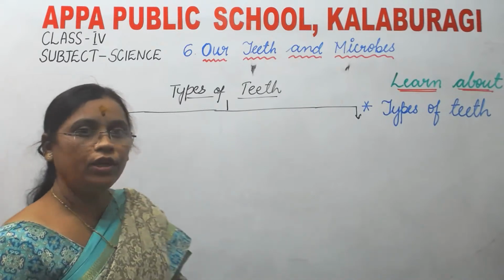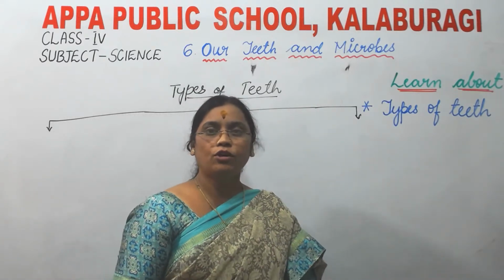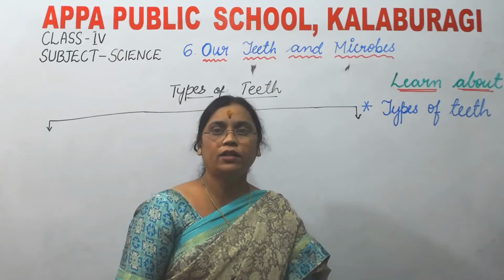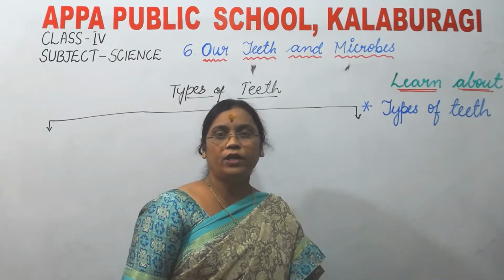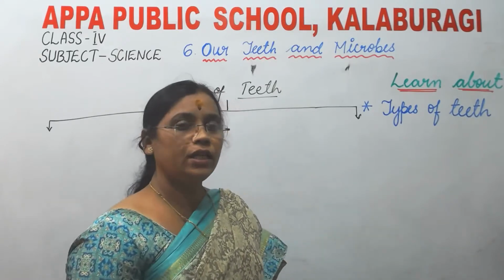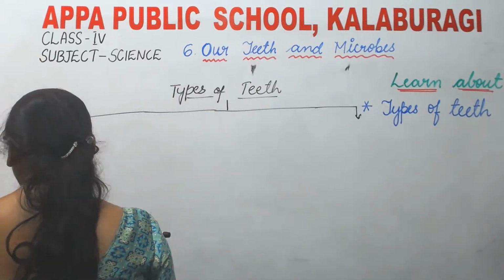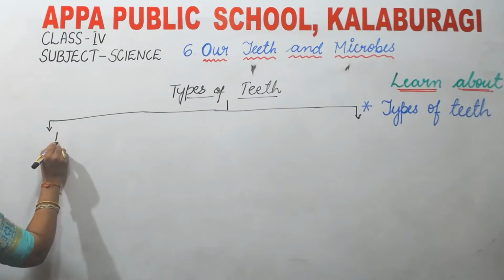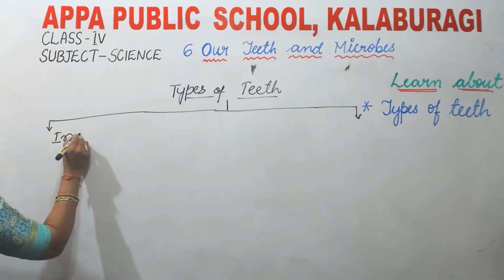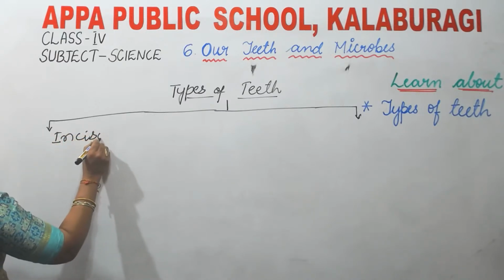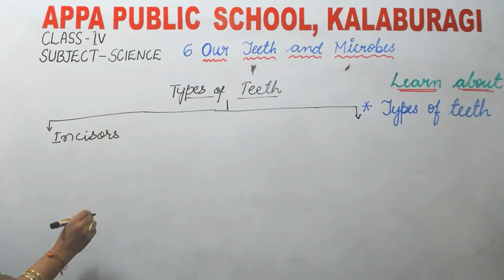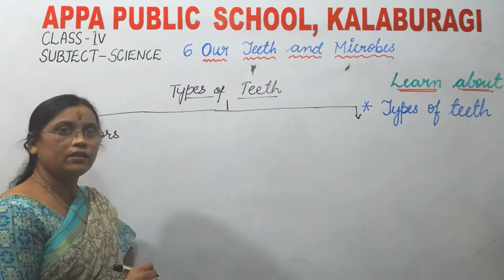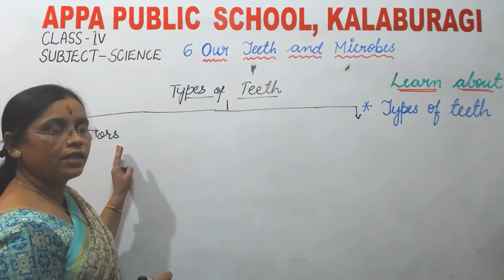So children, we have 4 different types of teeth. Let us learn what they are. The first type of teeth is called incisors.